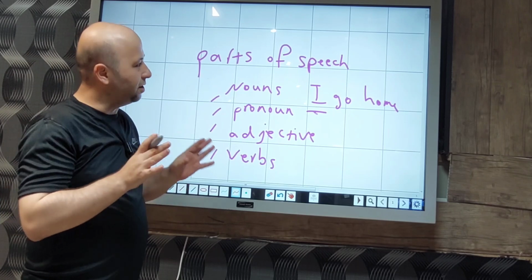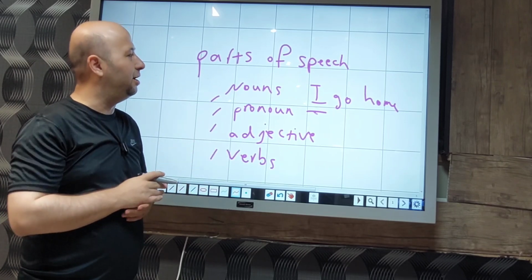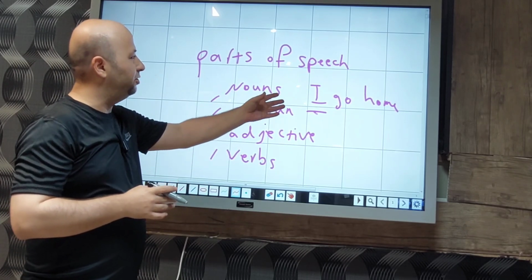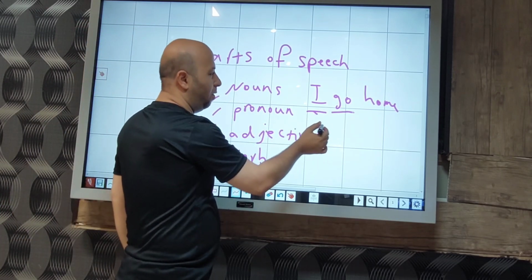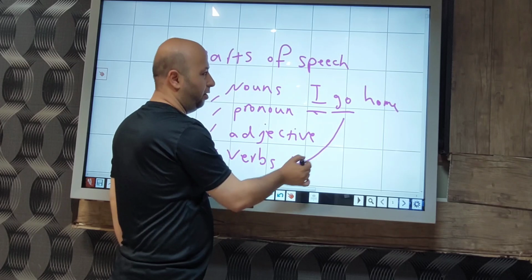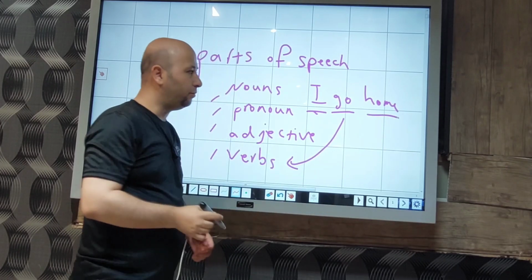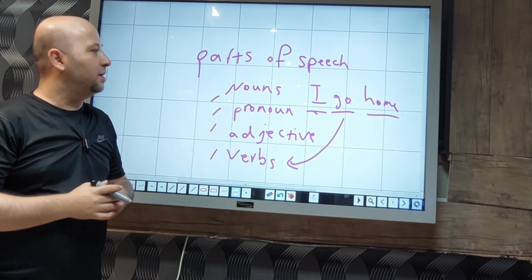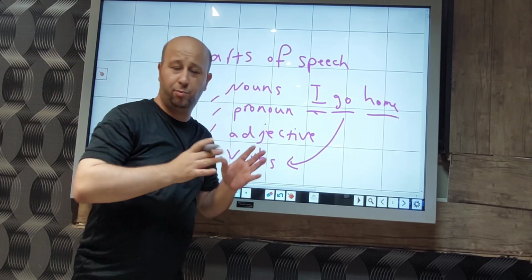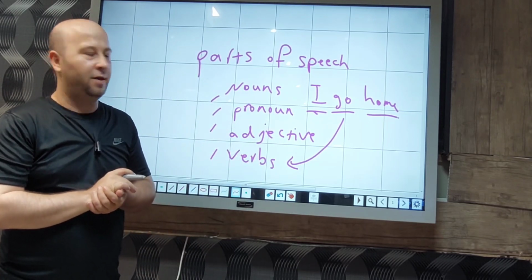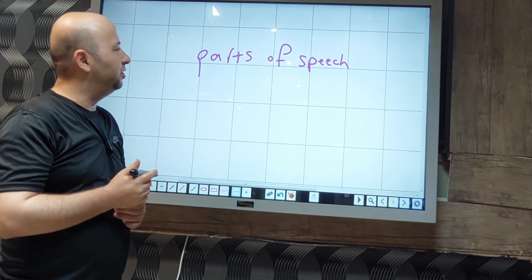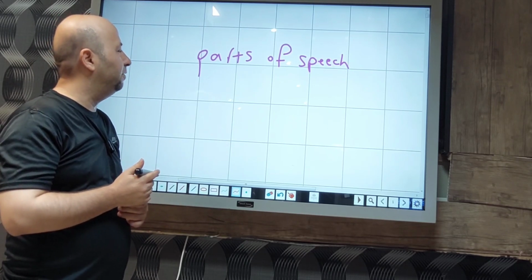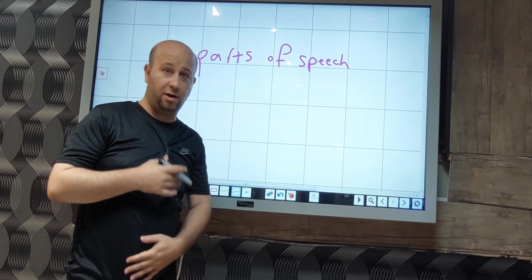Yes, I know it's the subject at the beginning of the sentence, but the part of speech for I is pronoun. What about go? It's considered a verb. And what about home? It's a noun. So you have to really know these parts of a sentence. Let's move on to the next part that we need to cover for exams like IELTS.